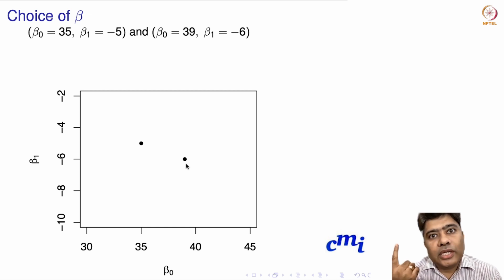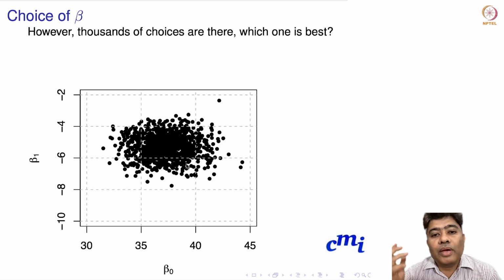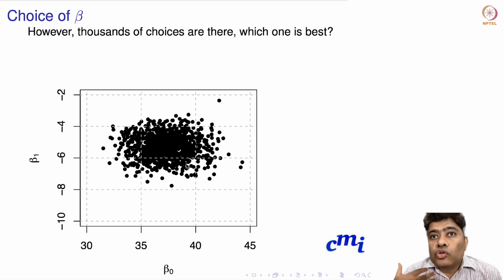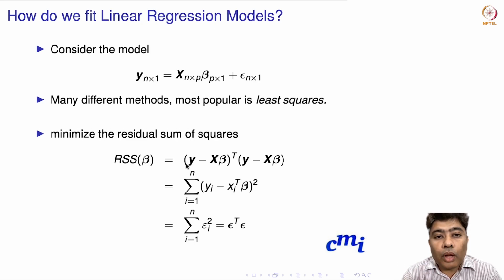But one other question is, why should I choose between these 2 only? There could be infinitely many possible choices of line. For each choice of beta, I will get a different line. So which beta to choose? Each choice of beta will give me a line. Now the question is which one to choose.